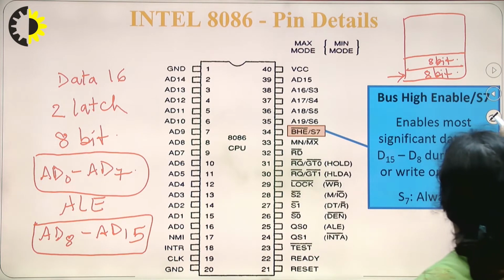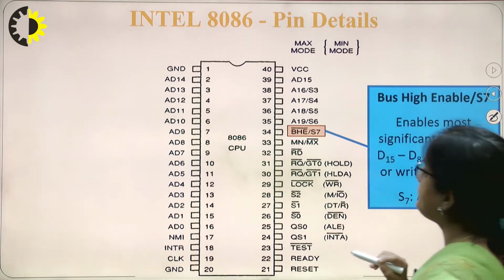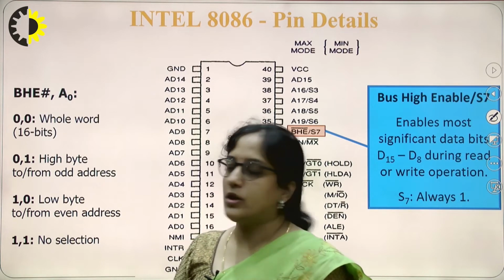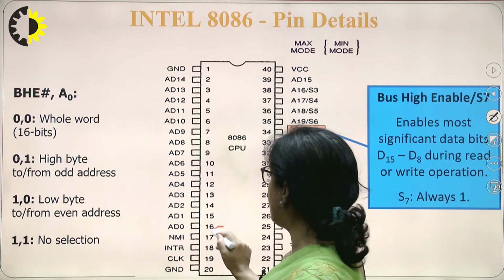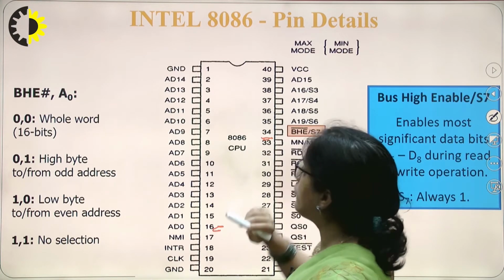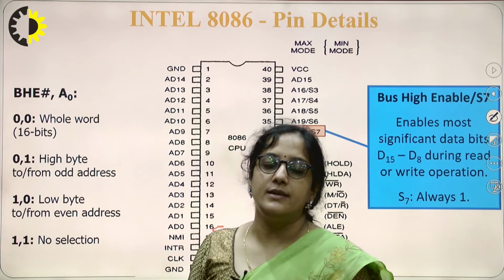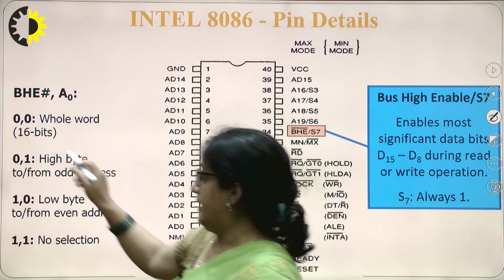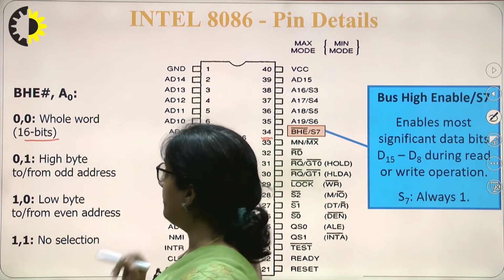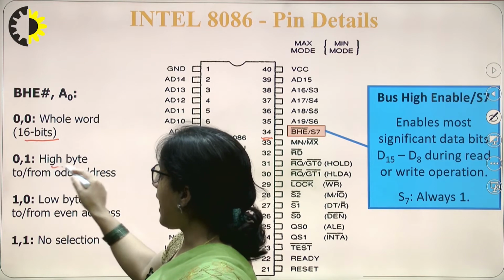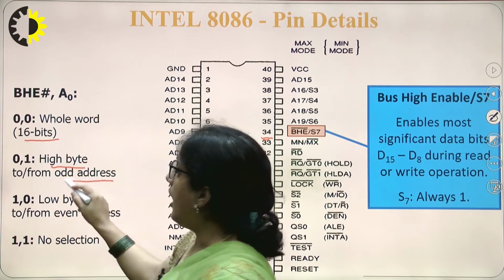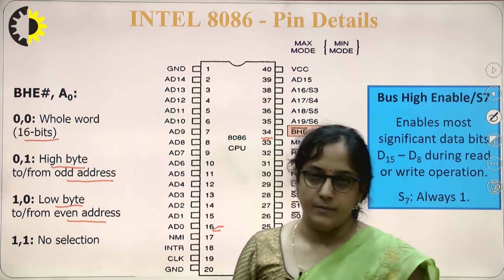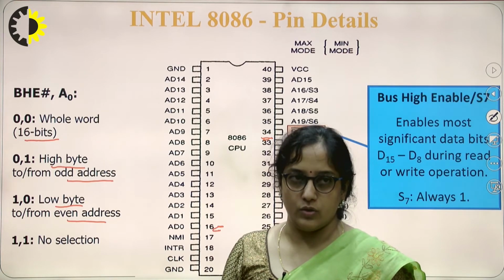Sorry, before this, I can erase all. Yeah. So, this BHE signal and the A0 signal. A0 is our address line, that is pin number 16. The combination of pin number 16 and pin number 34 will suggest whether the microprocessor is reading 16 bits at a time, or reading the high byte from an odd address or the low byte from an even address, or there is no selection, meaning we are not selecting any memory location.